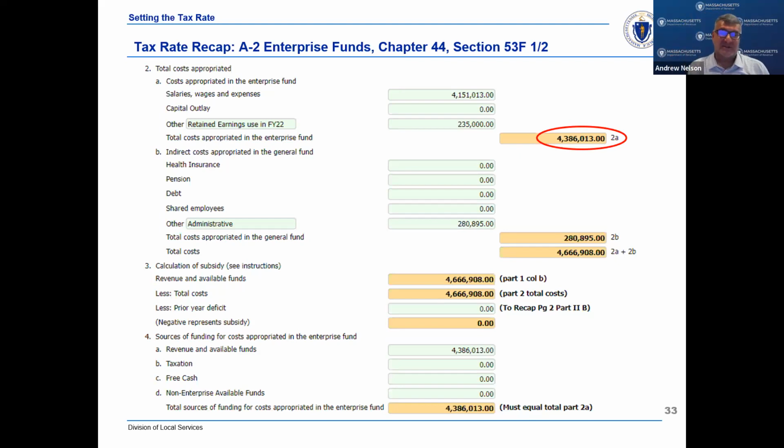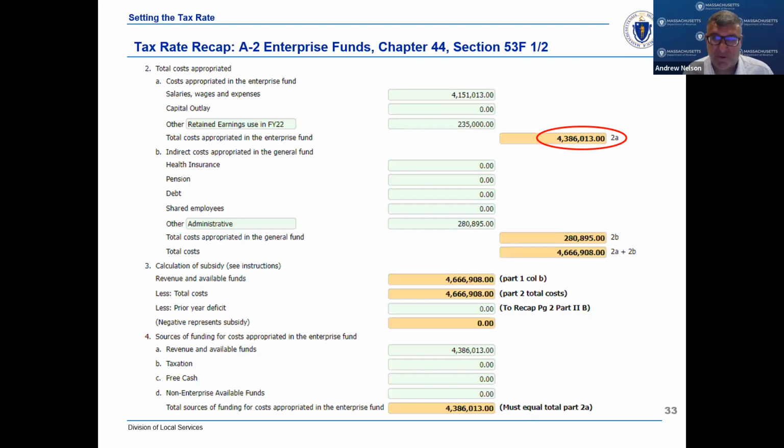They have 4.6 in revenue, so they're going to be very clean that way. Again, the 4.3 is what goes on page 4. The total of all of your enterprise funds down here on section 4 is what is going to tie to page 4 of the recap. You will get error messages if these things do not tie.